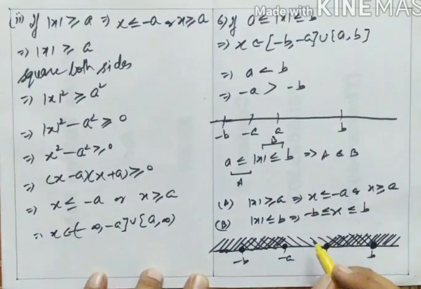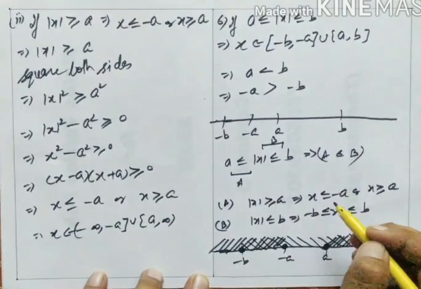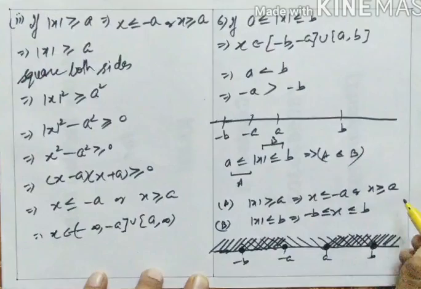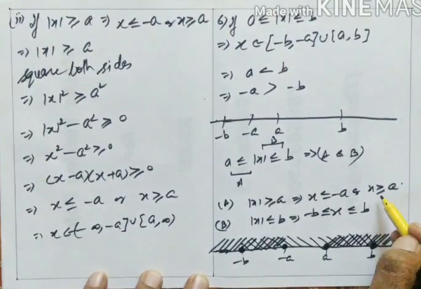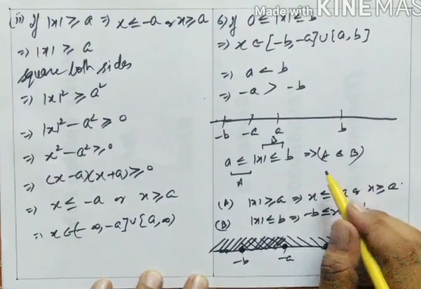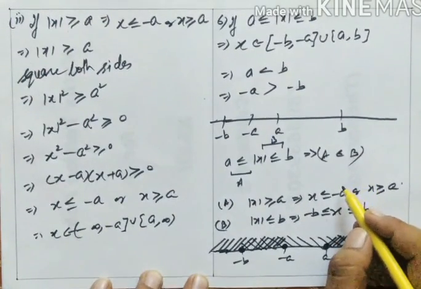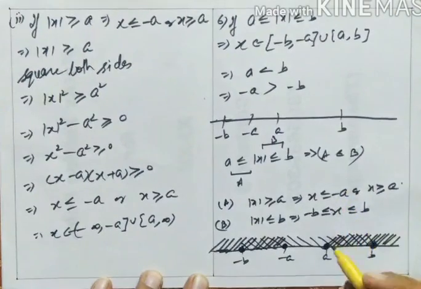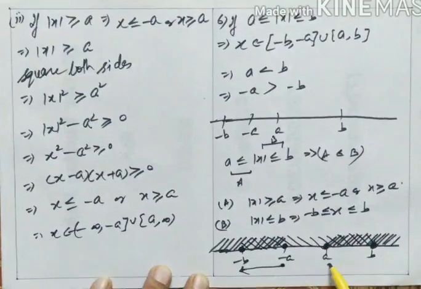Now our answer is, as I told you, A and B. That means A and B both have to be true. A says this thing, B says this thing. A says forward slanted shade and B says backward slanted shade. They are saying A and B both have to be true. That means forward slant and backward slant both should come in that part. That means that part of the number line which has both the shades. That means this part and this part. This will be the answer of this inequality.